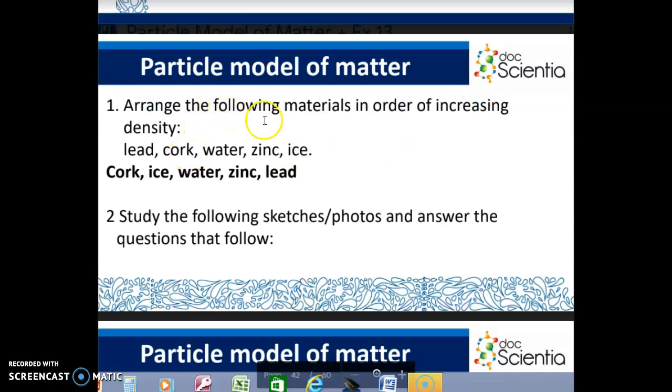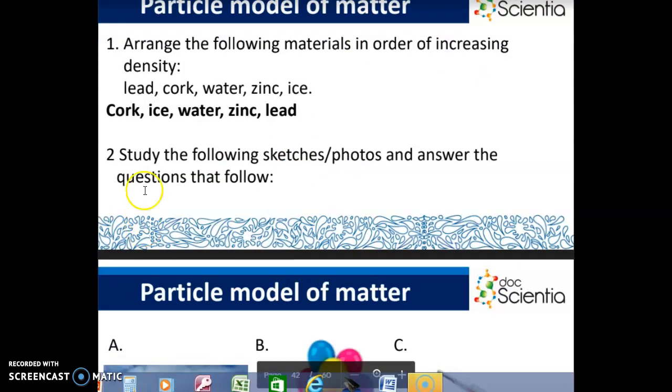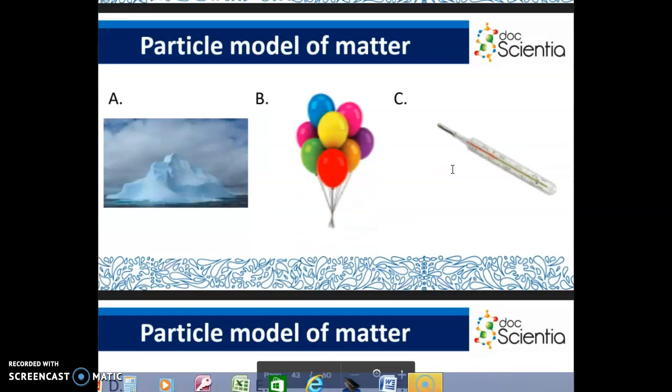Number 1, arrange the following materials in order of increasing density. These are lead, cork, water, zinc, and ice. So the one with the least density would be cork, then ice, then water, then zinc, then lead, because lead is very heavy.